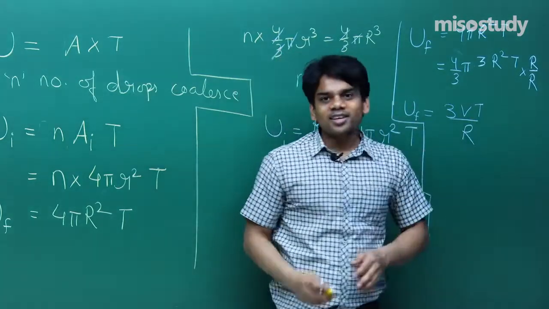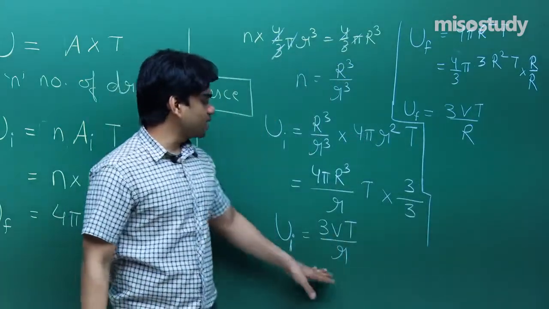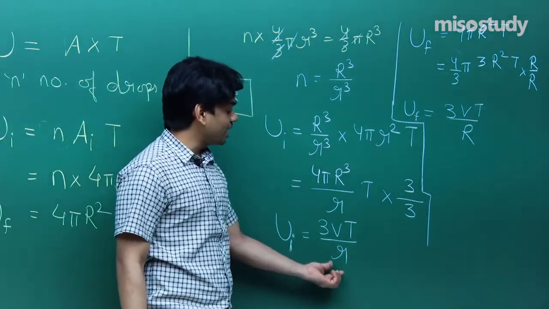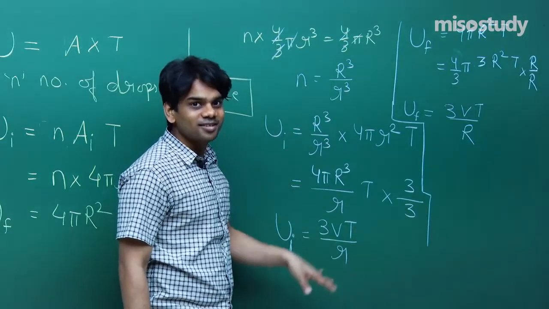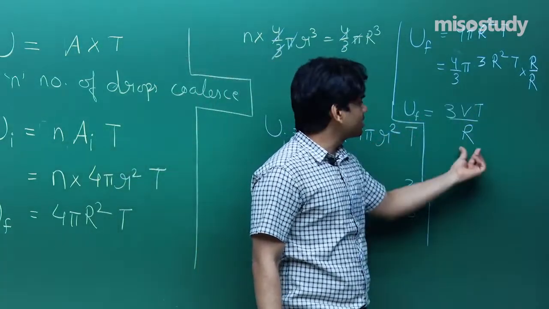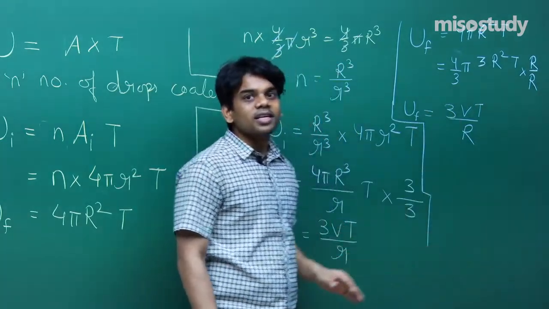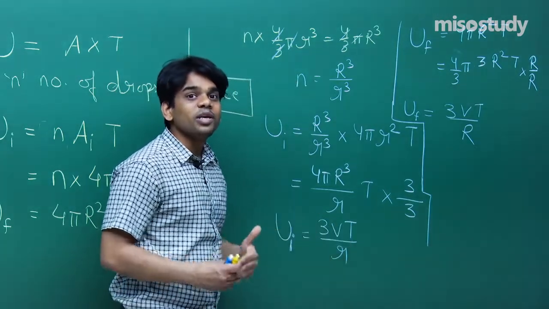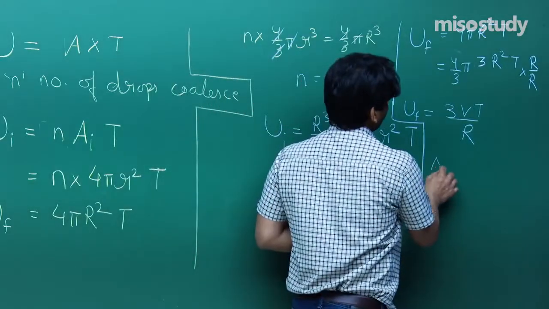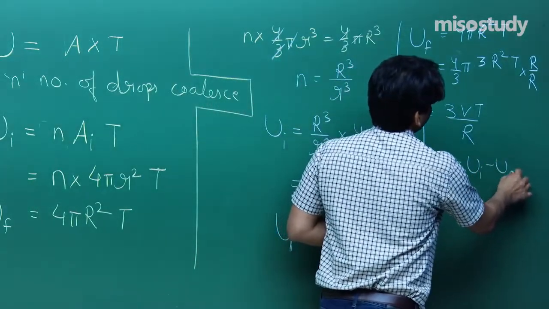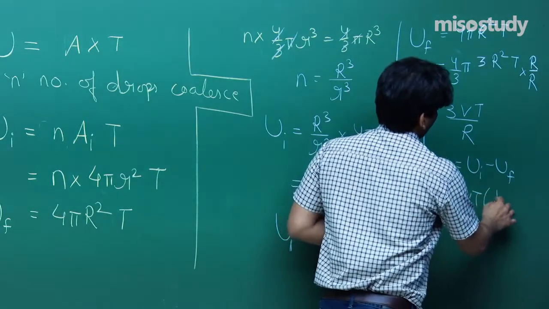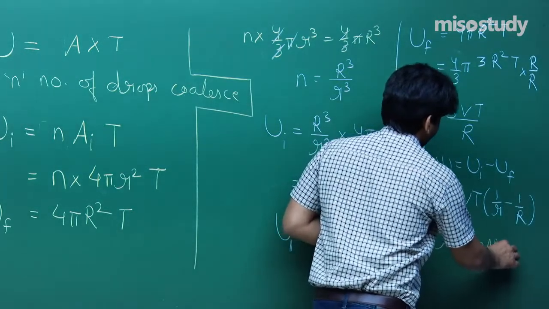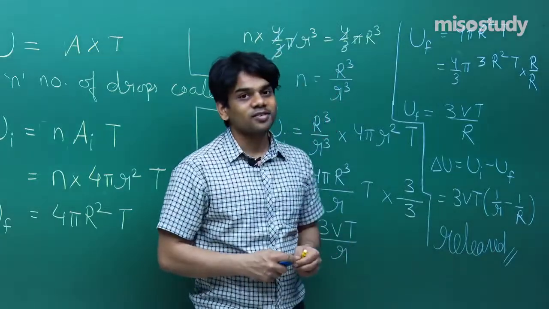Final potential energy is 3 V T by R, initial potential energy is 3 V T by small r. Can you see small r is lesser, for the smaller drops, and it is in the denominator. So initial potential energy will be higher, and final potential energy will be smaller, because R is larger, so U_f will be smaller. That means initial potential energy is higher and final potential energy is smaller, so energy will be released. The amount of energy released will be U_i minus U_f, which is 3 V T times 1 upon small r minus 1 upon capital R, and energy is released.